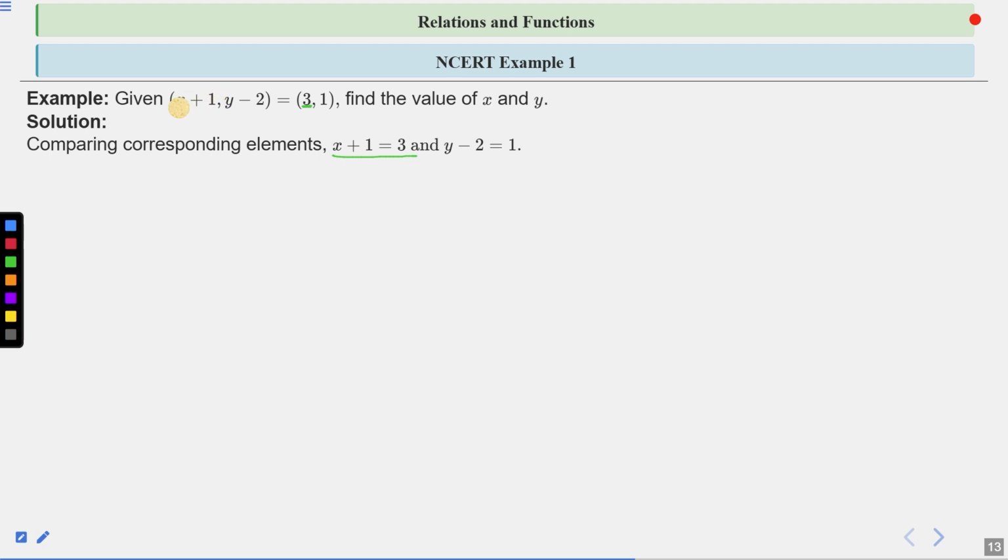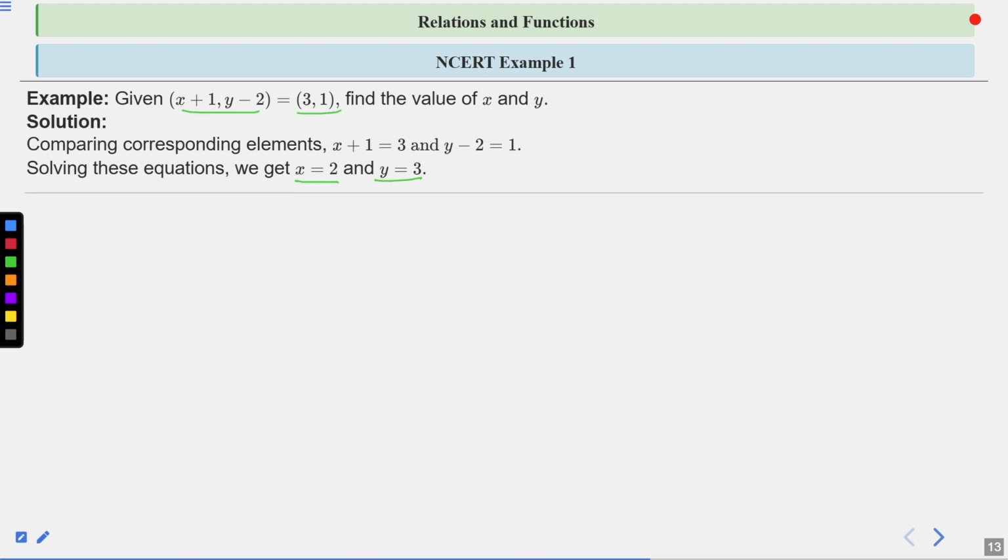Now the second element from the first pair must be the same as the second element from the second pair. So you are getting y minus 2 is equal to 1. So now you have 2 equations which can be easily solved. So you will get x as 2 and y as 3 in order to make both the ordered pairs the same. Clear?